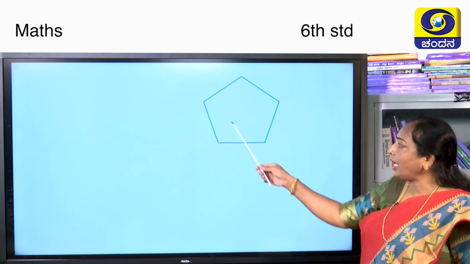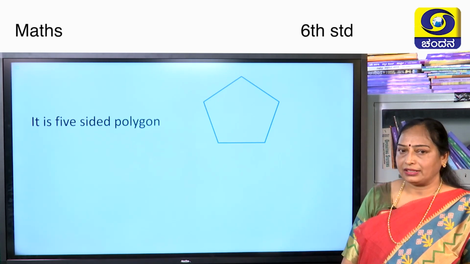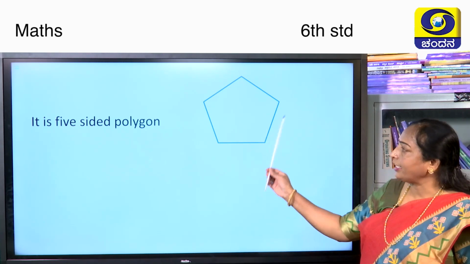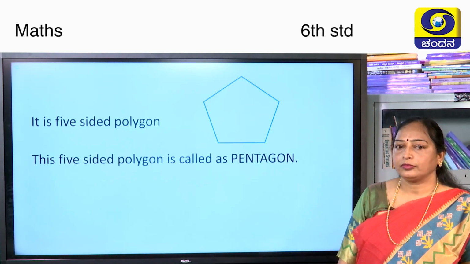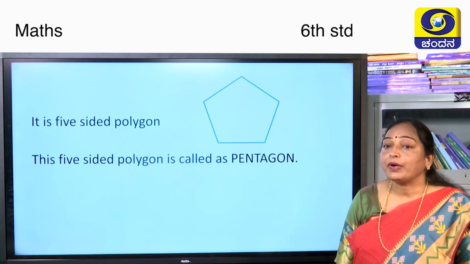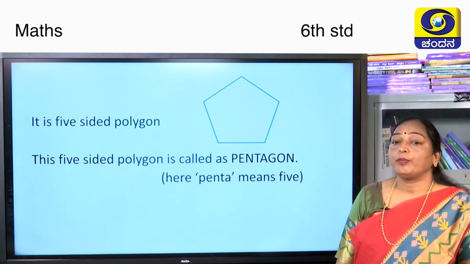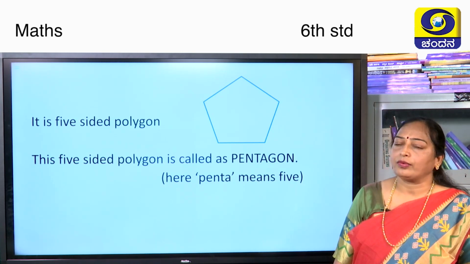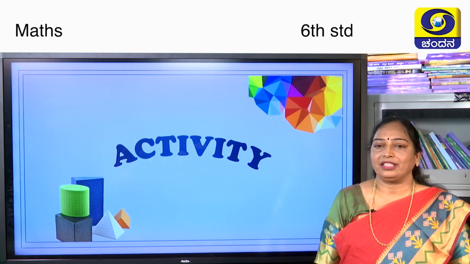Look at this. How many sides does it have? 5 sides. It is a 5-sided polygon. This 5-sided polygon is called a pentagon. Penta means 5. Let's watch the activity.